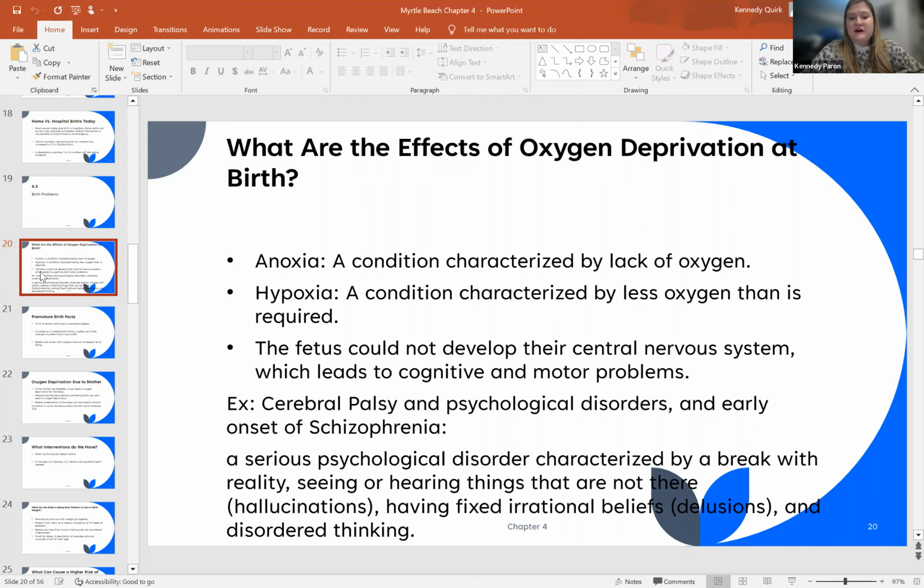Examples are they might develop cerebral palsy, psychological conditions and disorders, or early onset schizophrenia. This schizophrenia is a serious psychological disorder characterized by breaks in reality, seeing or hearing things that are not there, called hallucinations, and having fixed irrational beliefs or delusions and disordered thinking. So the effects of less oxygen or oxygen deprivation on the fetus is very severe.